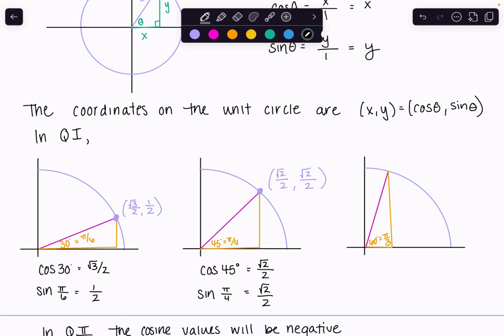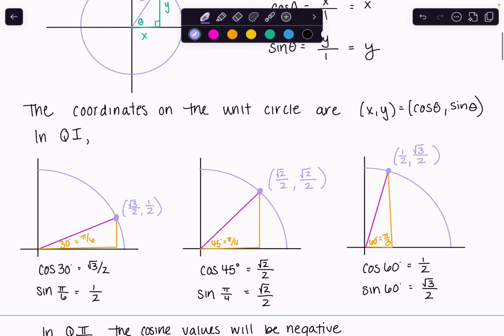Then my last one, in the first quadrant at least, is 60 degrees. If I look at cosine of 60 degrees, that's going to be 1/2. And then sine of 60 degrees is root 3 over 2. Or again, you can use the radian angle. So this point here on the unit circle would have the coordinates 1/2, root 3 over 2, okay?